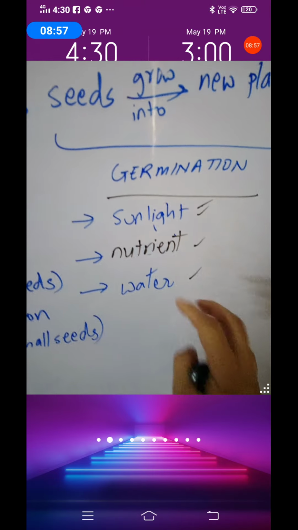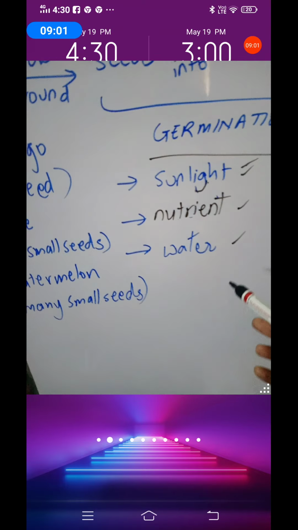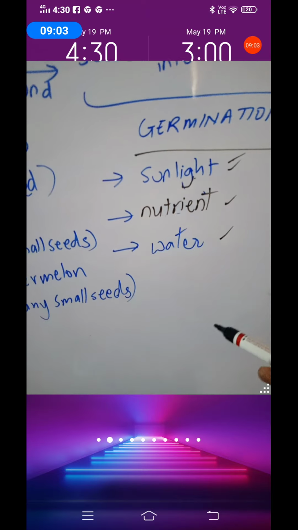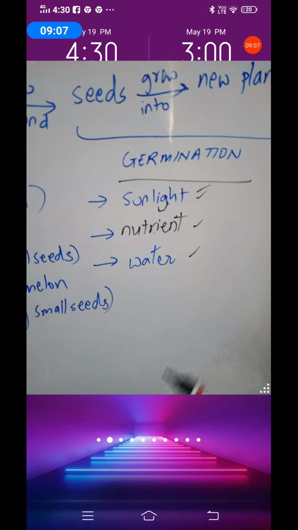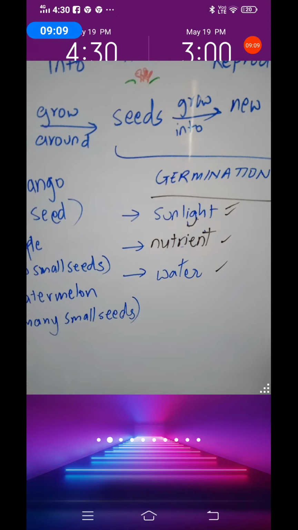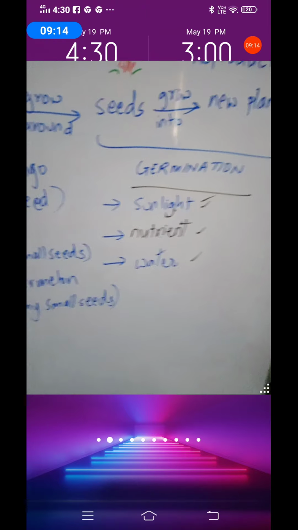Sunlight is obviously required. You know that sunlight is very important. Water is also required for growing. If you don't water your plants, they will not grow. And they also require some nutrients. If mama stops giving you food, will you grow? No. Similarly, plants will also not grow.